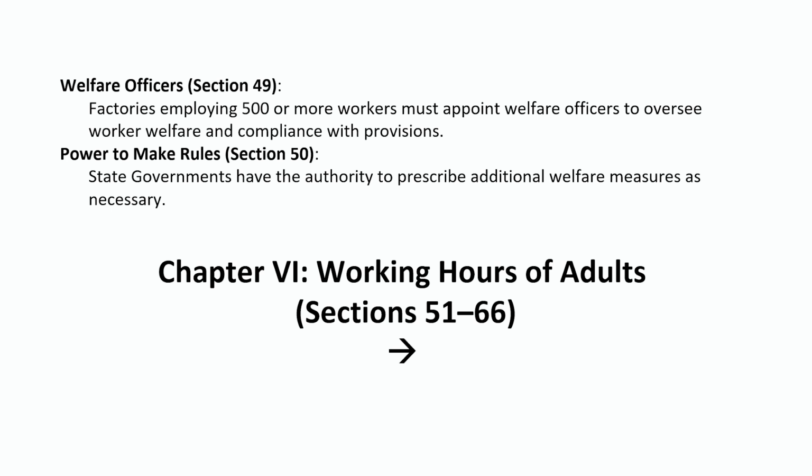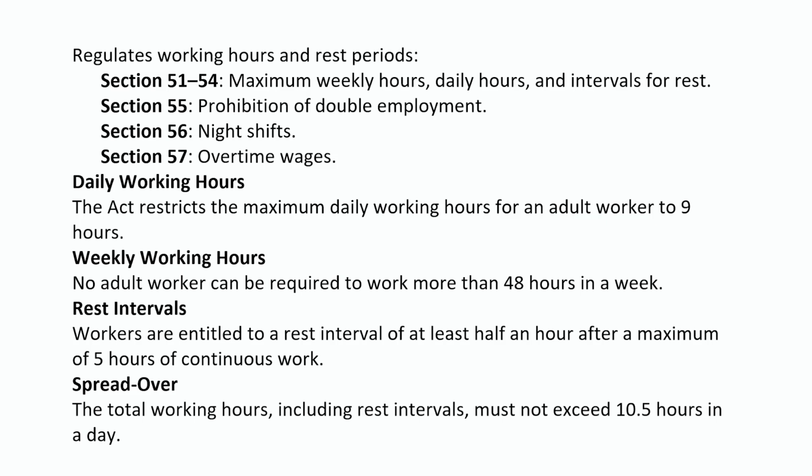So sections 55 to 66, chapter 6, talk about the working hours of adults in the factory, and they deal with the maximum working hours, daily hours, intervals for rest, prohibition of double employment, night shifts, overtime wages and daily working hours. So for an adult it should not be more than 9 hours daily, and weekly working hours should not be more than 48 hours in a week.